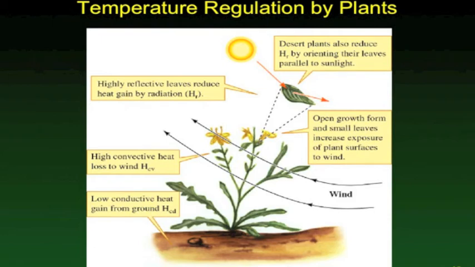And then the plant often sits up off the ground so that there isn't the heat being conducted from the very warm sand or soil that the plant is sitting on. And so you have all of these things working together in order to prevent the heat from coming in, or to allow the heat to be given off more effectively.